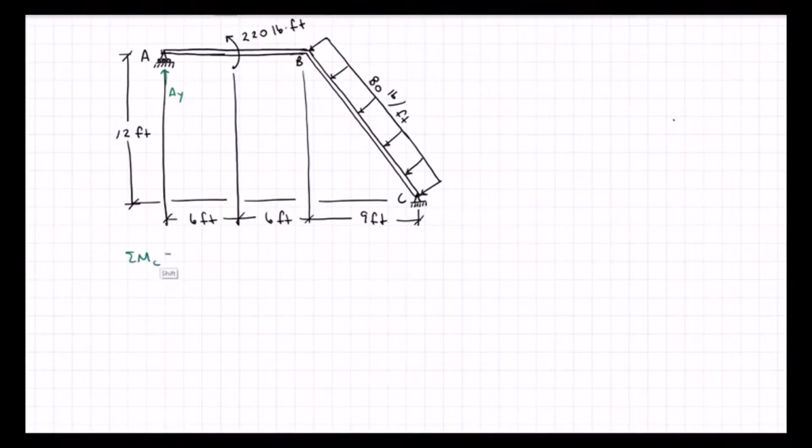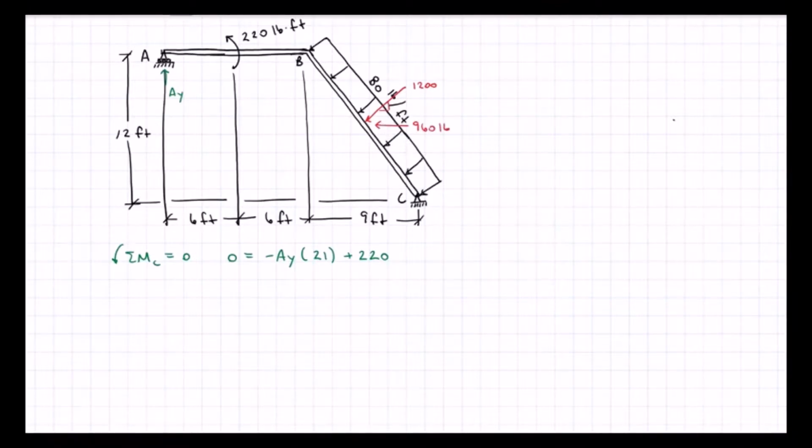Summing moments about C, counterclockwise is added. 0 is equal to minus AY times 21 plus 220, the applied moment. And then I have my distributed load. So that's going to have a resultant force in the middle here of 80 times 15, which is 1200. And it is acting at half of the height and half of the width. So the horizontal component is 960.